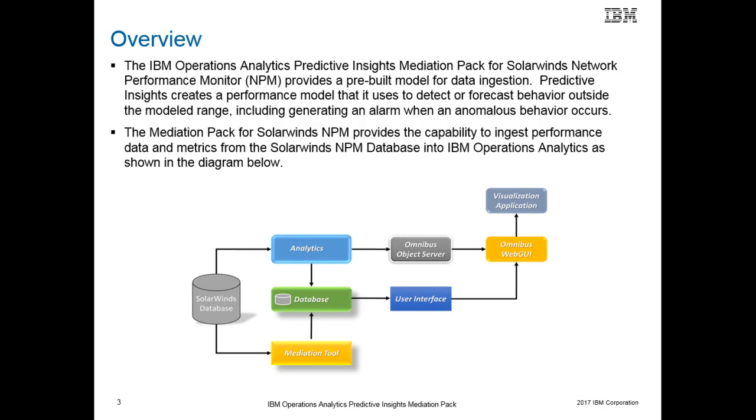The IBM Operations Analytics Predictive Insights Mediation Pack for Solarwinds Network Performance Monitor provides a pre-built model for data ingestion. This model is then used to forecast behavior outside of the modeled range, which generates alarms. The source of the Solarwinds NPM metrics is provided by the Solarwinds Orion database as seen in the diagram at the bottom of the slide.